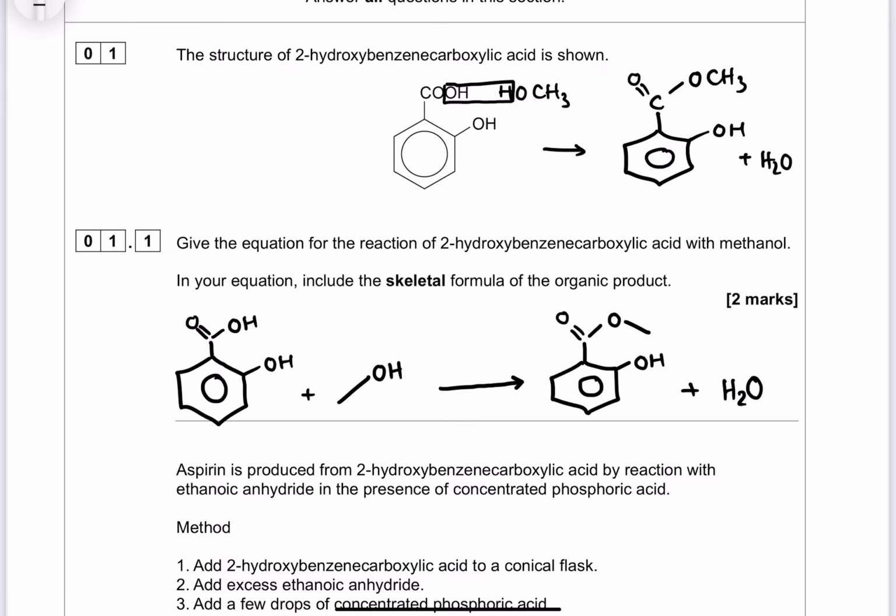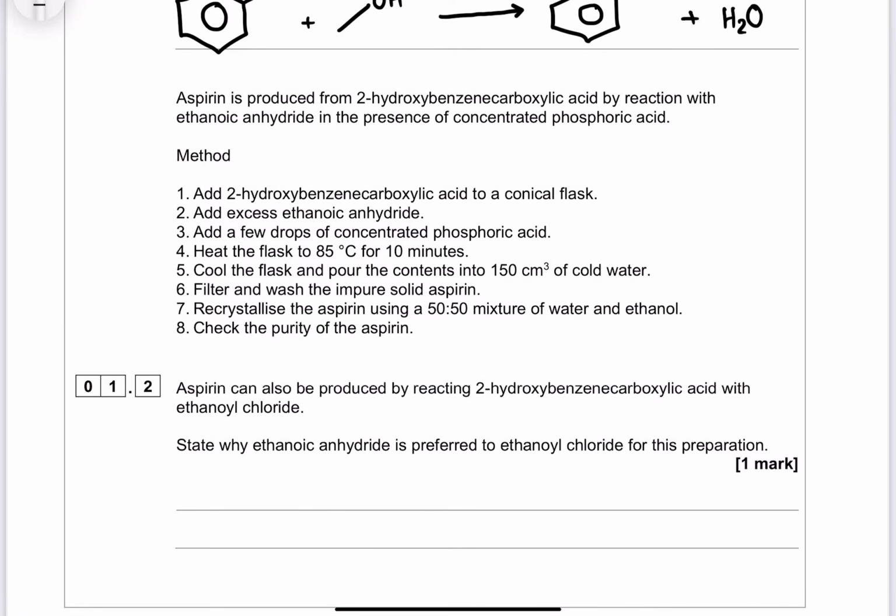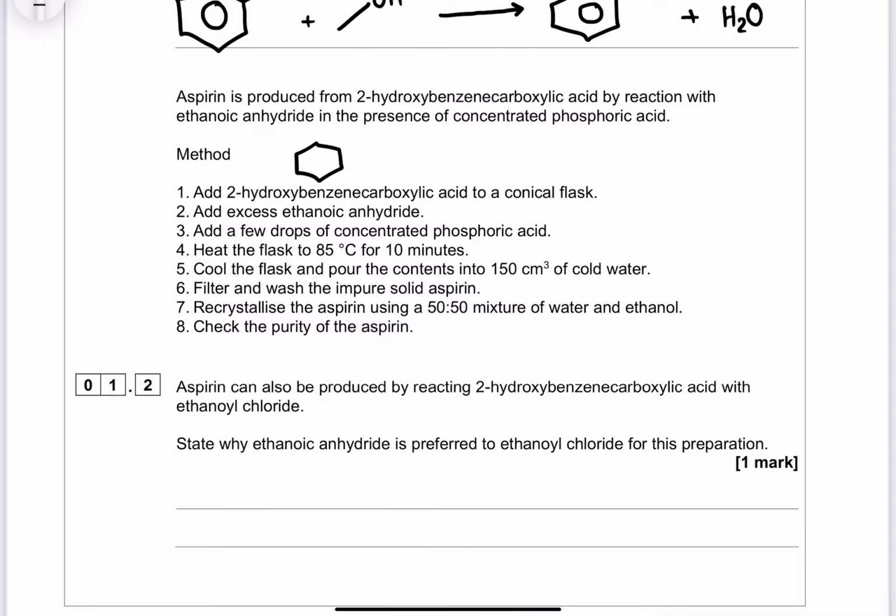We've drawn our structures. Aspirin is produced from 2-hydroxybenzene carboxylic acid by reaction with ethanoic anhydride. So we've got our 2-hydroxybenzene carboxylic acid and then ethanoic anhydride. This time ethanoic anhydride is the acid part, so we're going to leave the acid alone, and we're going to connect to the ethanoate, and that'll leave us with ethanoic acid as our other product.